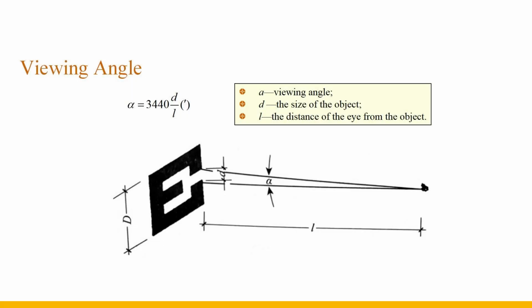The viewing angle is formed by the size of the object and the distance of the eye from the object. This is the size to be identified. Large and close objects have a large viewing angle and high visibility.